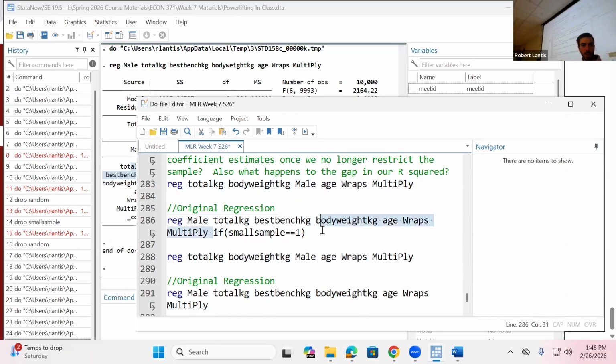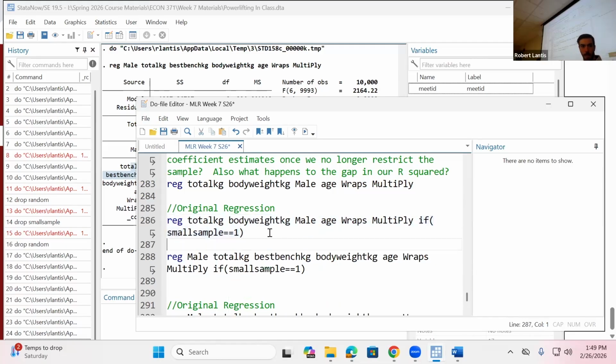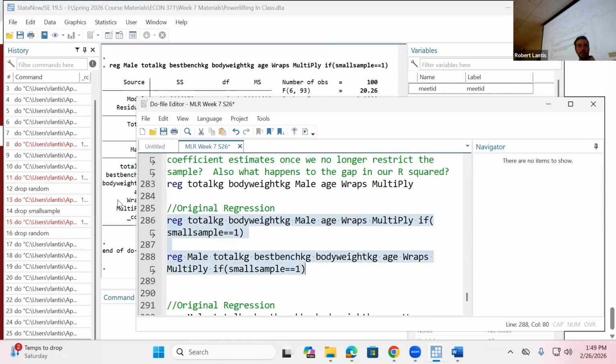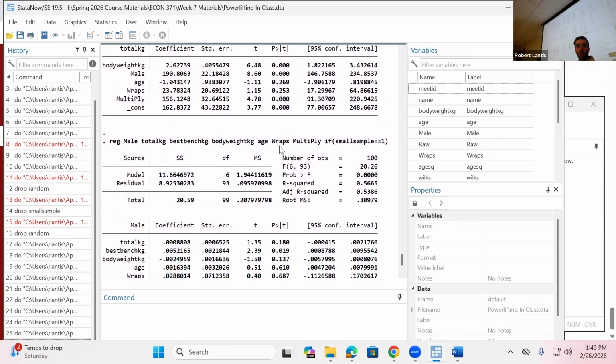But I run it for the smaller sample size. So here was my, I flip these. So here I don't have that imperfect multicollinearity issue. Now I do. So now if I look here, when I left out that variable, I have a p-value of 0.